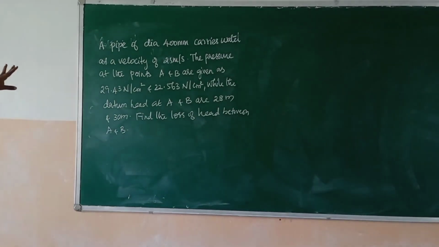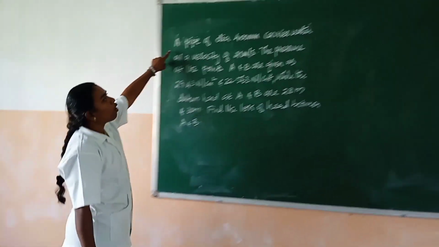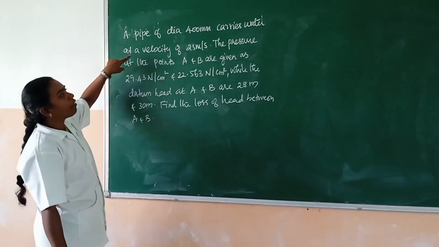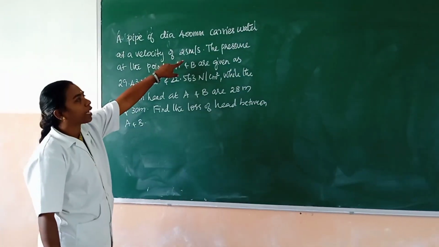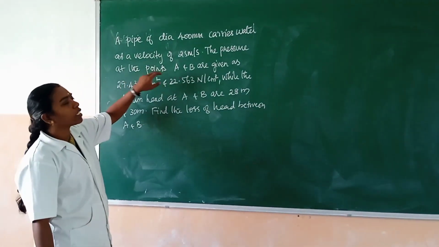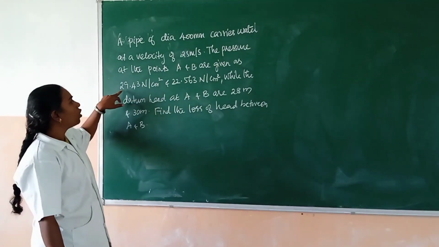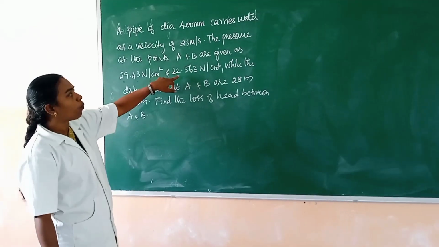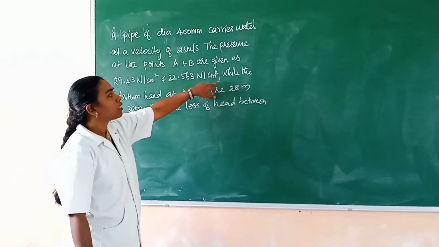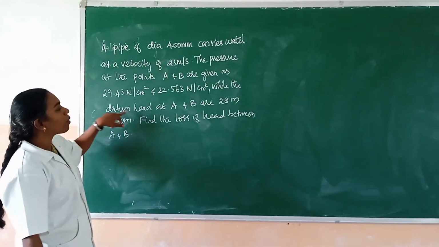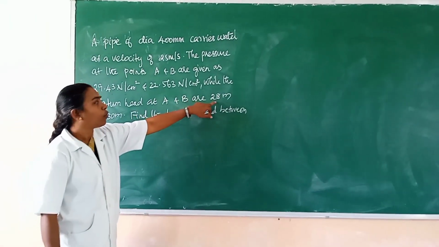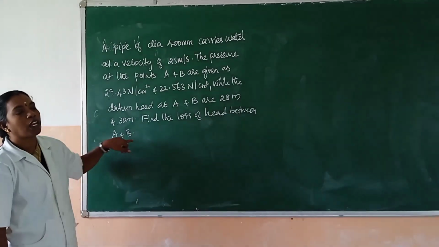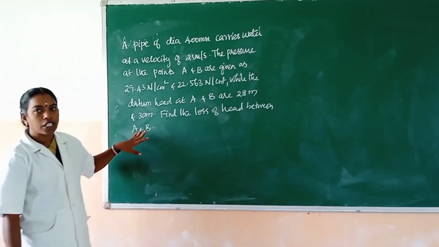What they are given and what they are asking is: a pipe of 400 millimeter diameter carries water at a velocity of 25 meter per second. The pressure at the points A and B are given as 29.43 Newton per centimeter square and 22.563 Newton per centimeter square, while the datum head at A and B are 28 meter and 30 meter. Find the loss of head between A and B. Okay, so this is the question they are given.